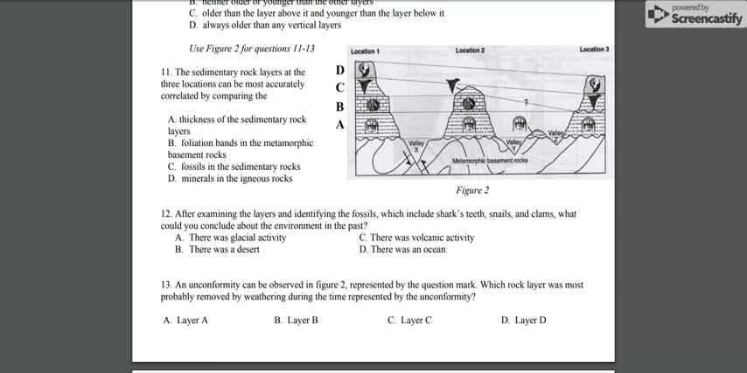Number 13. An unconformity can be observed in figure 2, represented by the question mark. Which rock layer was most probably removed by weathering during the time represented by the unconformity? Would it be layer A, layer B, layer C, or layer D?